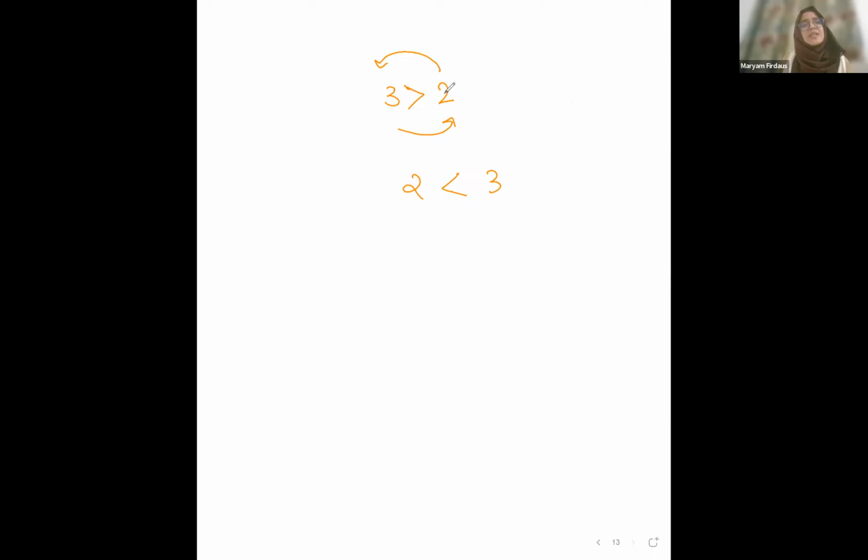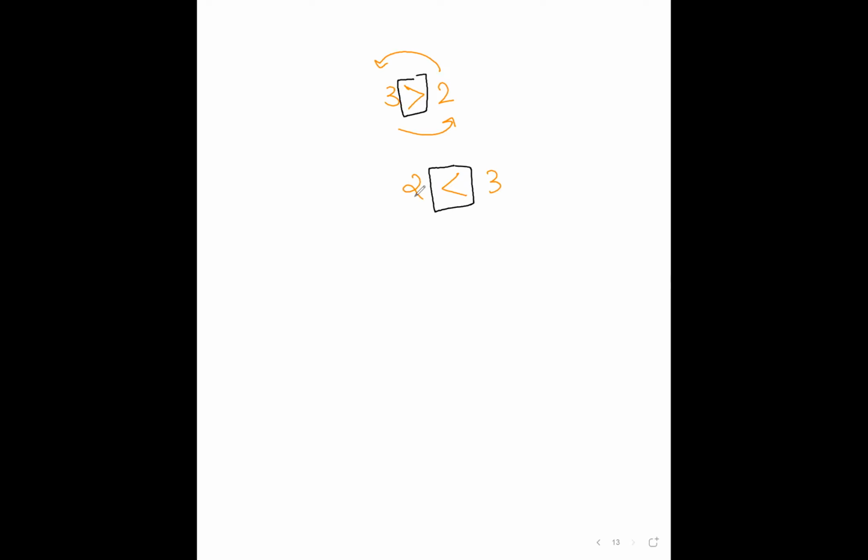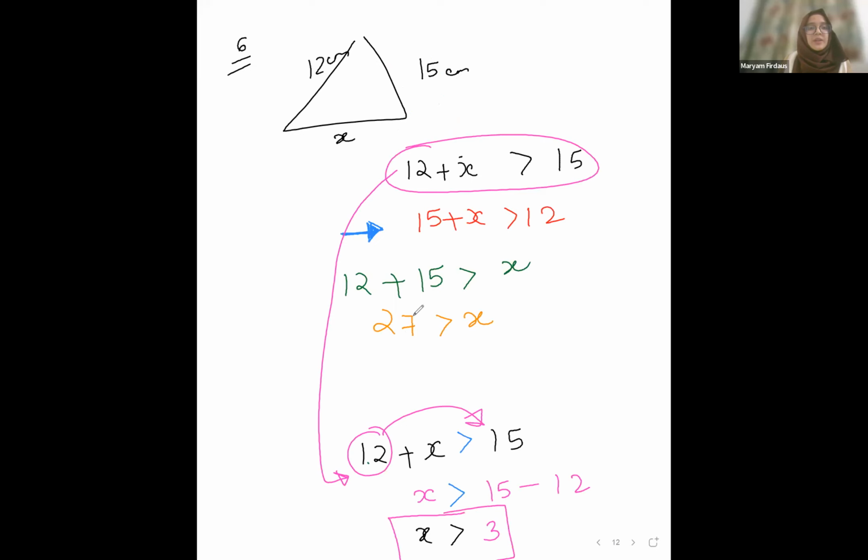So what I have done is I have just flipped the sides, and changed this sign over here. Right? No difficulty, no problem. Okay, so the same thing we're going to do here. 27 is greater than x. That means x is less than 27.